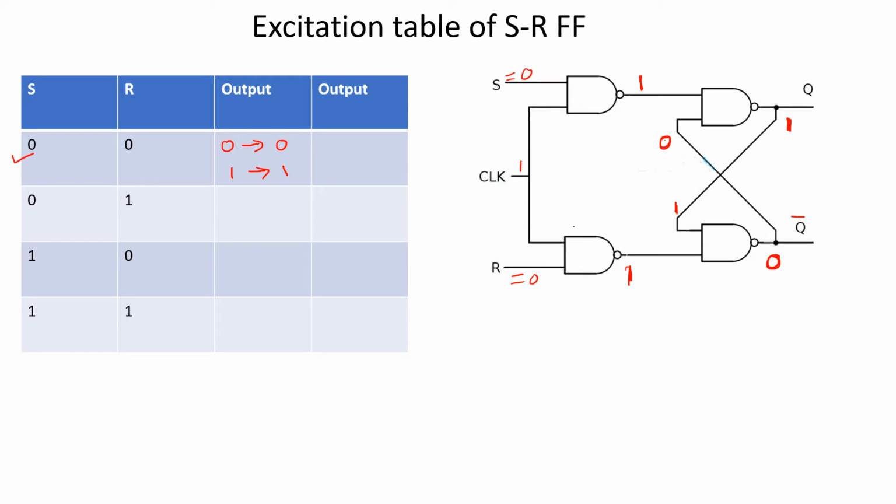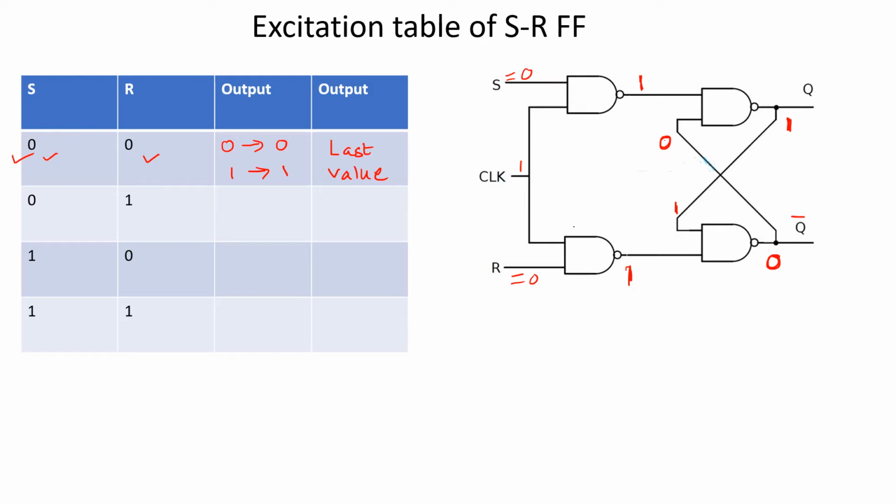That means when I apply S equal to 0, R equal to 0 and clock is applied, whatever I assume at the output remains as it is. That is what is known as previous value or last value. So I write it here as last value. This is what is happening for the first condition. Let us quickly see other conditions.